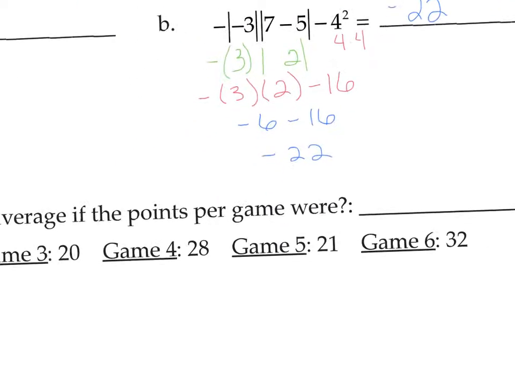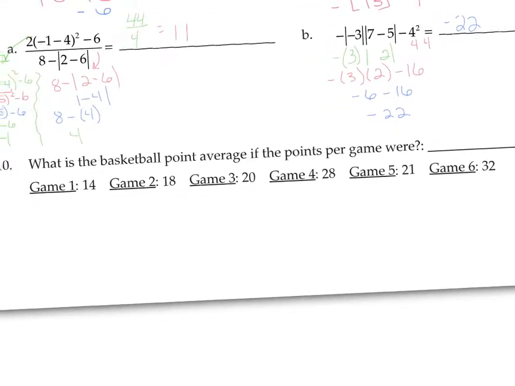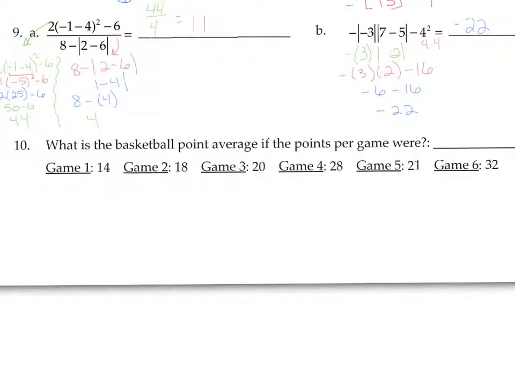All right, down here at the bottom we have a simple word problem. What is the basketball point average if the points per game were in game 1, 14, in game 2, 18, in game 3, 20, game 4, 28, in game 5, 21, in game 6, 32. So we're looking for an average. To find the average, we first sum or add all of our data. So we need to add 14, 18, 20, 28, 21, and 32.